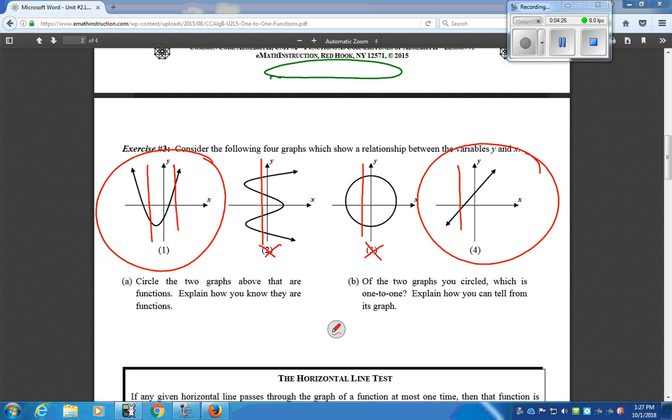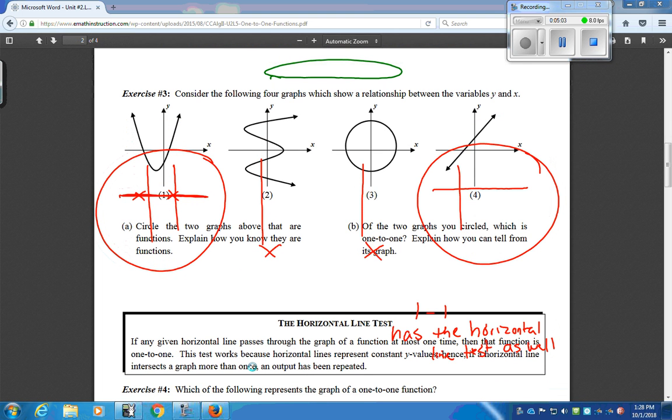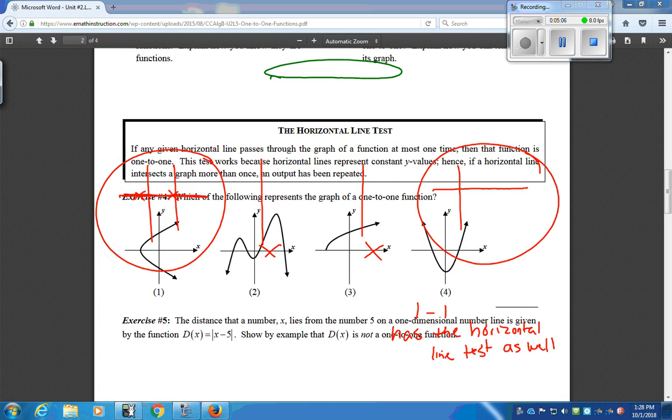And the one that's going to be one-to-one in this case is going to be 4, because to be one-to-one, it has to pass the horizontal line test as well. So if I was to draw a horizontal line, it only crosses it once, but if I draw a horizontal line on 1, I have 2 points, which means I have 2 cases of the same y value taking place. And you can see in the box below it kind of talks about what that horizontal line test is, so you can look at that as well.